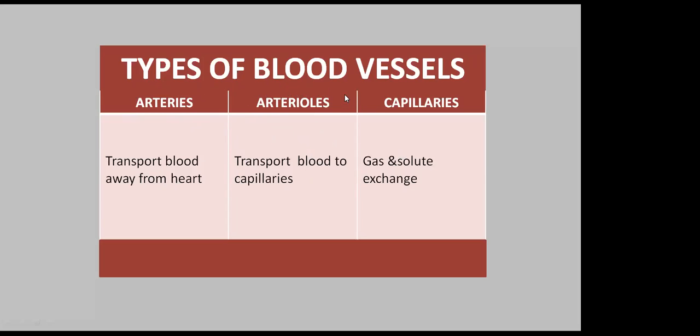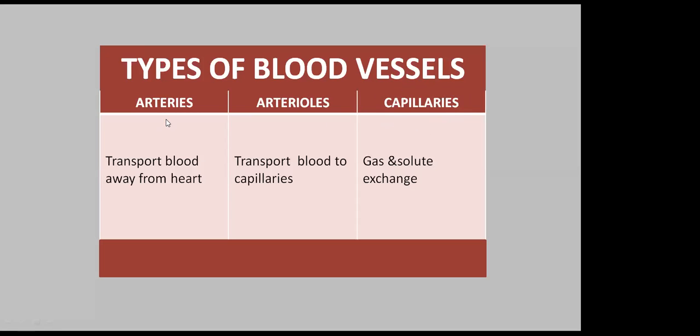These arterioles further branch to form the microscopic blood vessels called capillaries. These capillaries are very minute and extend deep into the narrow spaces between the cells, the intercellular spaces. The capillaries mainly help in gas exchange, and solutes, that is the nutrients and other waste products, are also exchanged between the tissues and the capillaries.